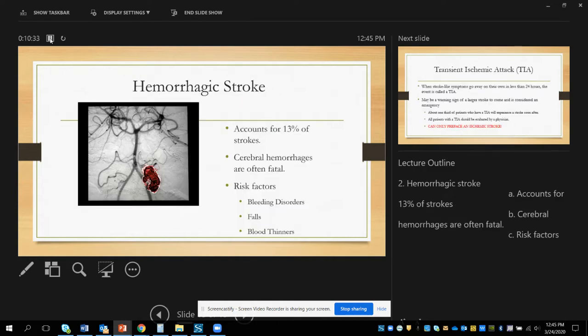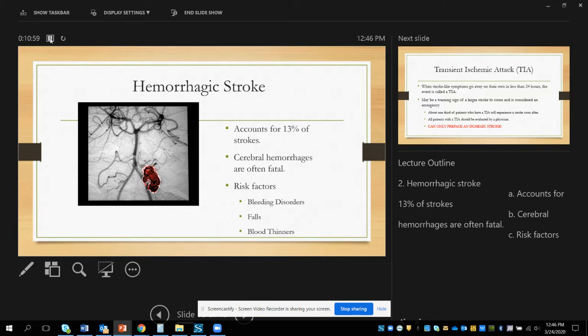Now, with hemorrhagic strokes, these account for about 13%, and these are cerebral hemorrhages, and they can often, unfortunately, be fatal. Now, there's a lot of risk factors for these, and that includes bleeding disorders. So thinking about hemophilia, where we have no ability to clot, so we just have increased bleeding. Patients who take blood thinning medications that are going to cause difficulty in clots forming.